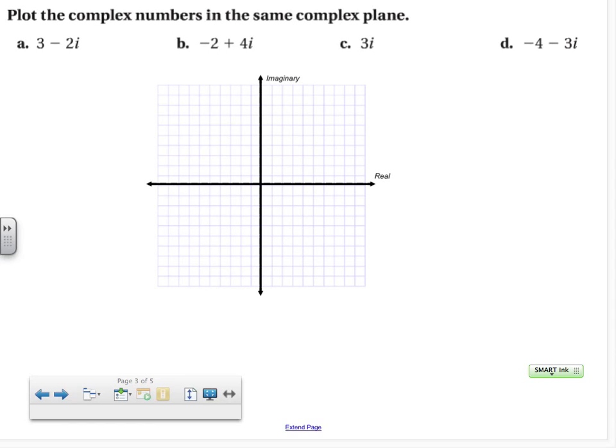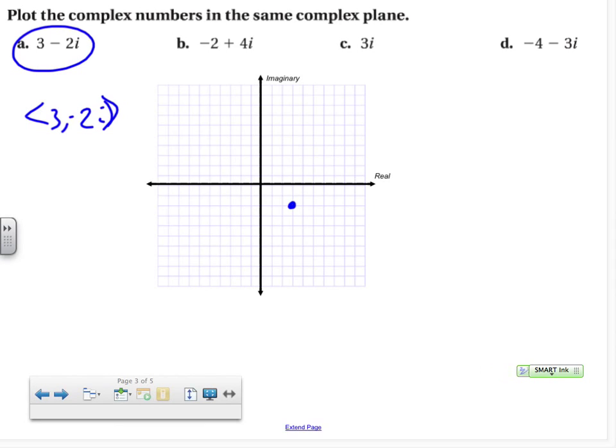We'll plot the complex numbers in the complex plane. So take a look at A. All right. Our real component is 3. So we can write this number as 3 comma negative 2i. Our real component is 3, so we'll go 3 over and 2 down. That is that number in the complex plane.